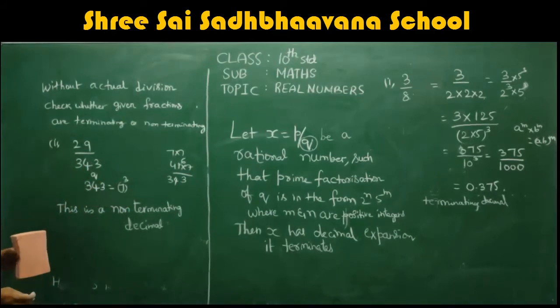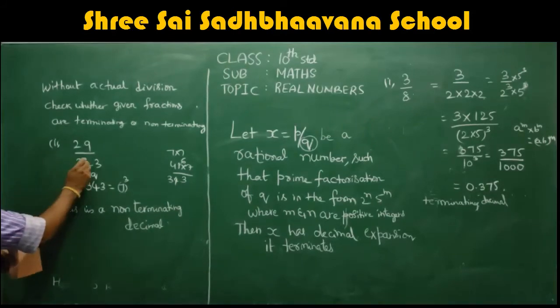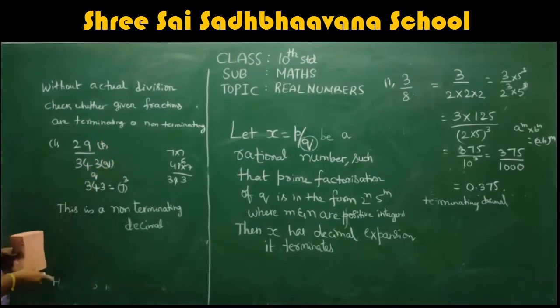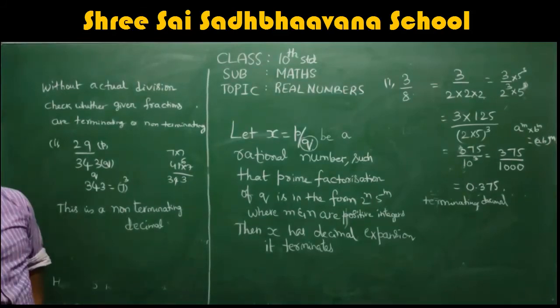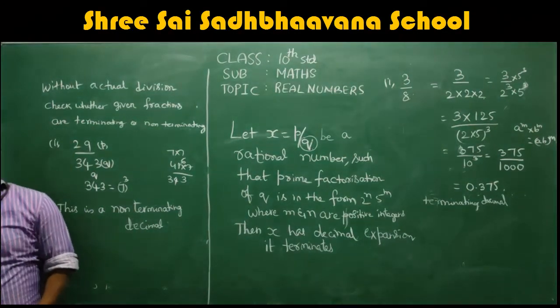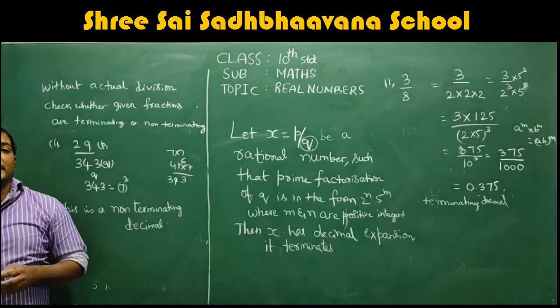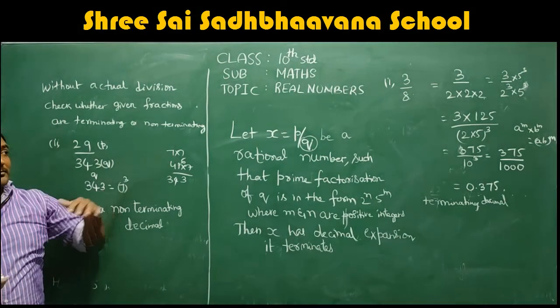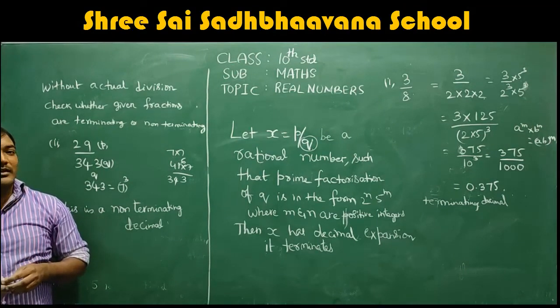See, what does the theorem say? In the prime factorization of q, if you are able to write q in the form of 2 power m into 5 power n, then we can say that this is a terminating decimal. But if we are not able to write it in the form of 2 power m into 5 power n, definitely it will be a non-terminating decimal. I hope you understood. These are important also because they might ask you for 1 mark whether the given fraction is terminating or not. I hope you understood the sums we did, and we will be discussing more sums regarding this in the next class.